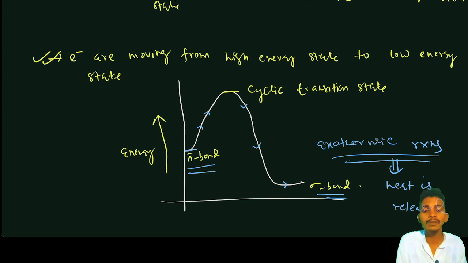Here heat is given just to initiate the reaction. Heat is not absorbed. You have just given heat to initiate the reaction. After that, the reaction will proceed by itself. The reason is that electrons want to go to the stable state. If you just give the initiation, then the electrons will go automatically, moving from high energy states to low energy states. So that's why the cycloaddition reaction is an exothermic reaction, not an endothermic reaction.